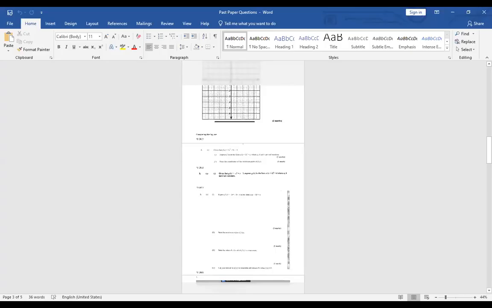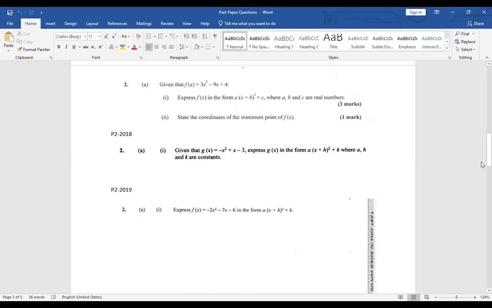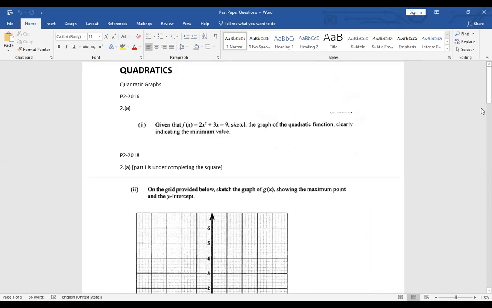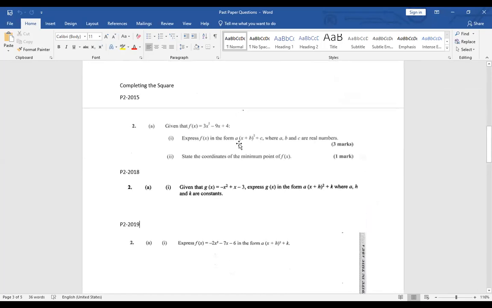Past paper time, because what's the sense of doing all this if you can't answer some past papers, right? Okay, quadratic graphs. Actually, let's do the graphs now. Completing the square. This was actually one of the questions just now, the one that I messed up: 3x squared minus 9x plus 4. So let's do that one.